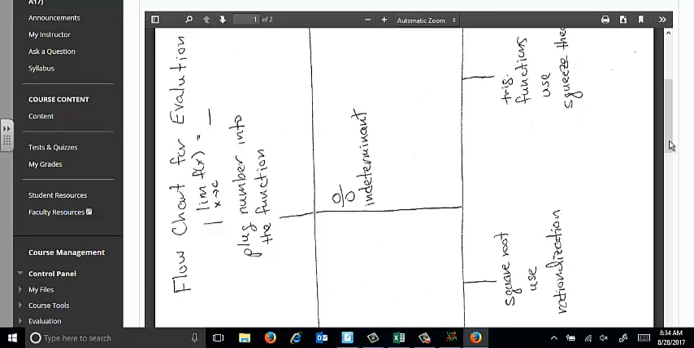Okay, so here we go. It says flowchart for evaluation of one-sided limits, and the other side is the flowchart for evaluation of limits. You start at the top, with some limit you're supposed to be evaluating: the limit of the function f of x as x approaches c. The first thing you do is plug the number into the function.